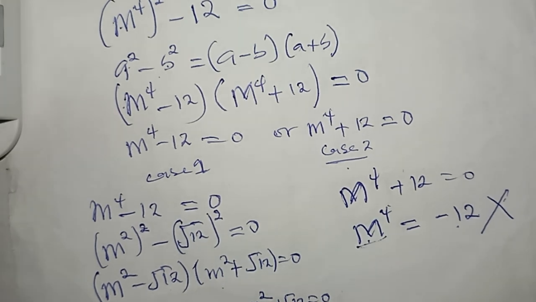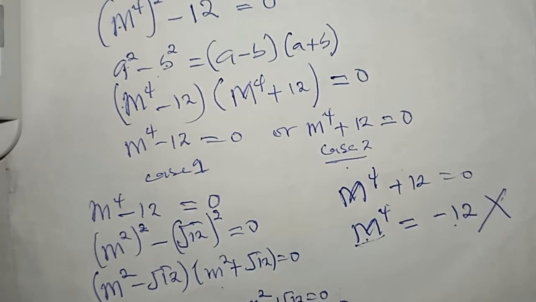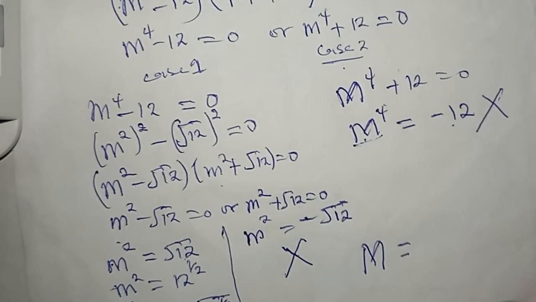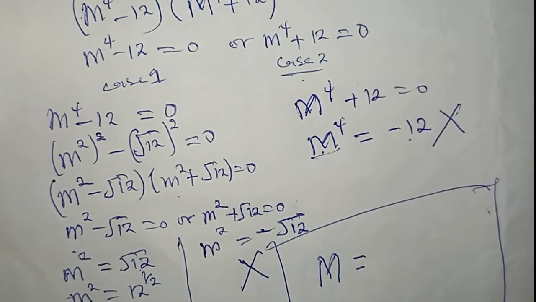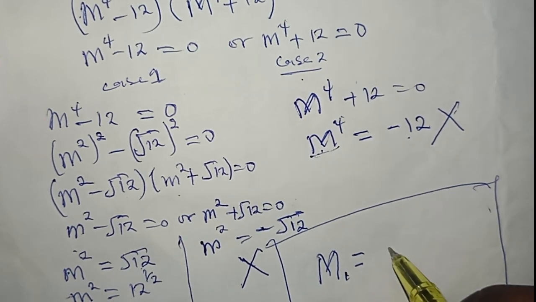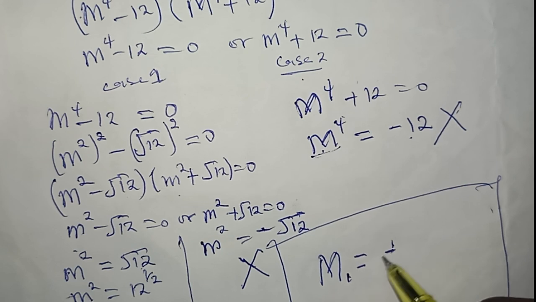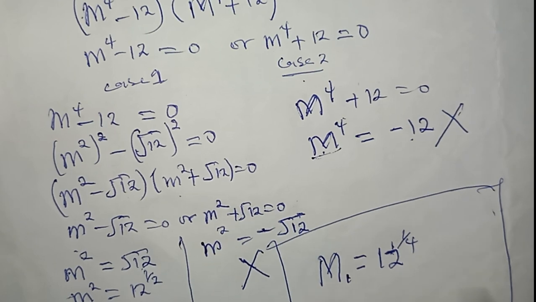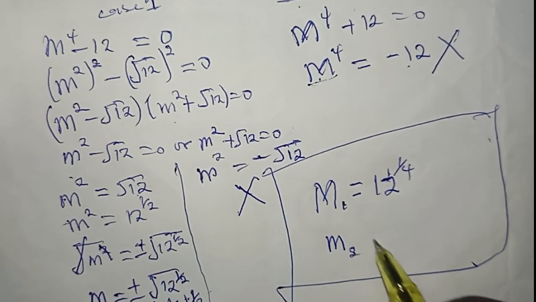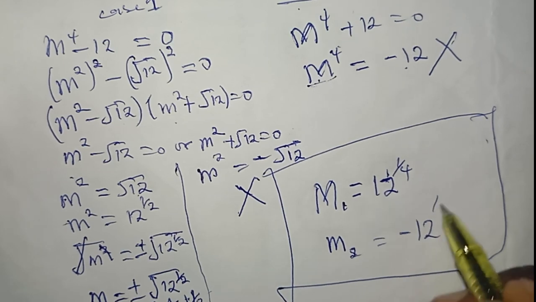At the end of the day, you discover that the two real values of m which we've got are, let me just put it right here, m1 is equal to positive 12 power 1 over 4, and the second one, let's call it m2, is equal to negative 12 power 1 over 4.